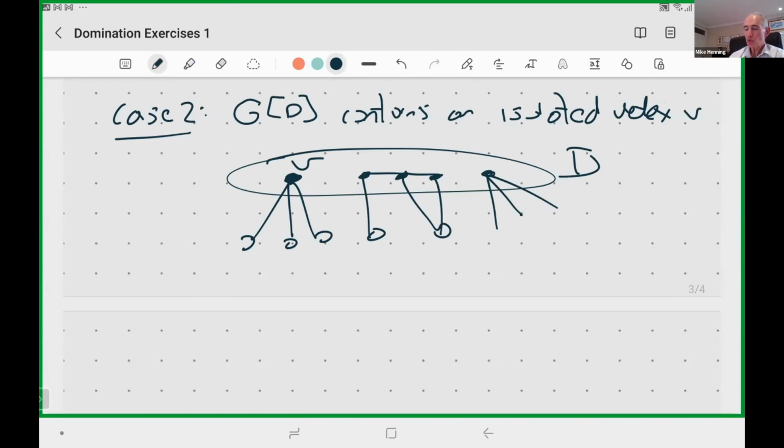So what we're going to do is the following. We're going to remove from the graph V and all its neighbors. Call the remaining graph G prime. So G prime is G minus the closed neighborhood of V, because V dominates those. And in this remaining graph, let's call it the blue graph.